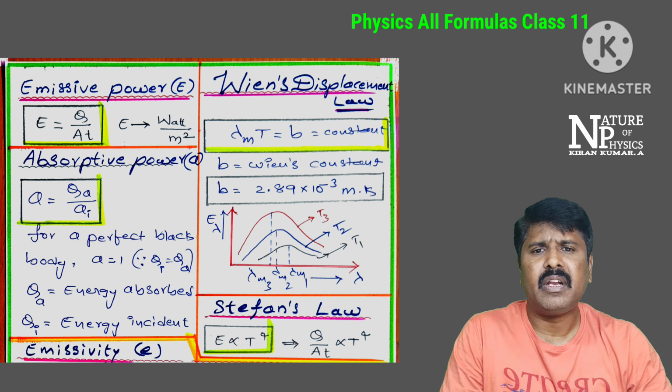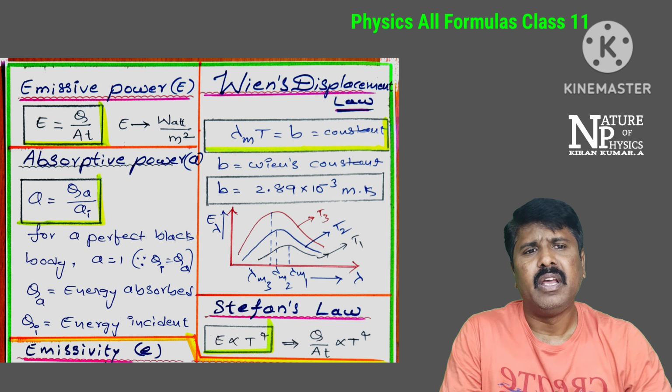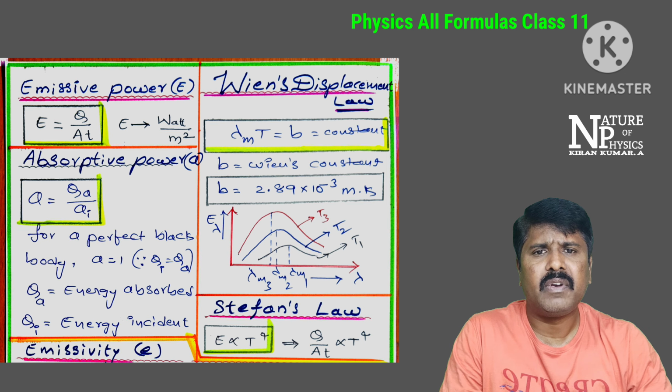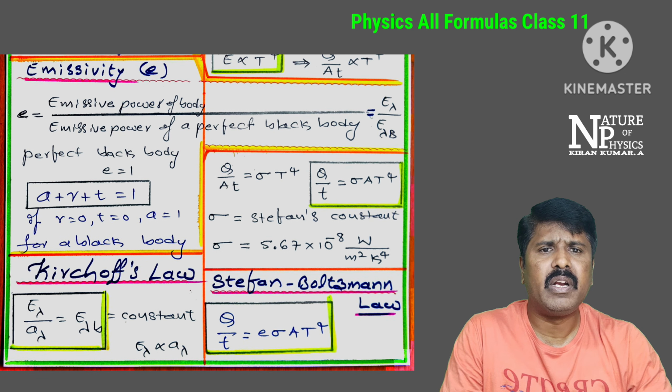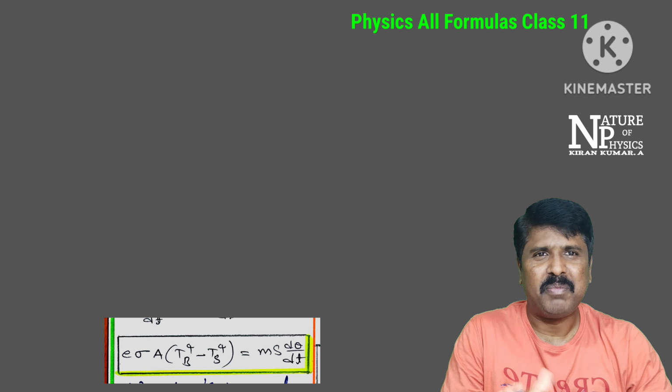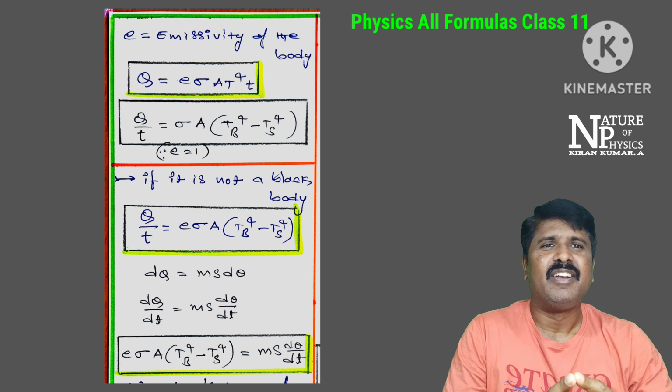law and Stefan's law, emissivity also clearly given, student. And then continuation, next one is Newton's law of cooling also we have. Okay, before that, Kirchhoff's law is given, student, and Stefan-Boltzmann law also clearly given, student. And then continuation, next one is Newton's law of cooling only. Okay, so in Newton's law of cooling, the rate of loss of heat energy of a hot body is given, student. Oh, Stefan-Boltzmann law applications are also there before Newton's law of cooling.